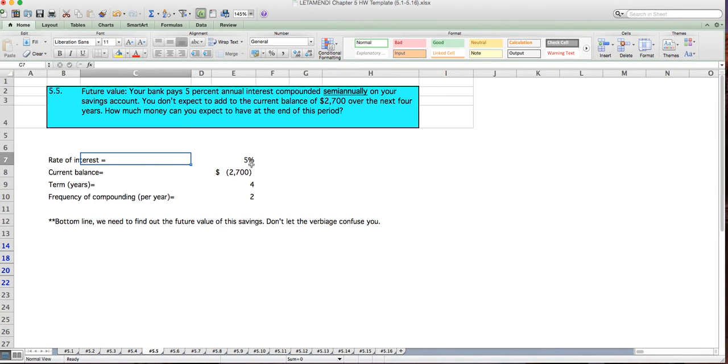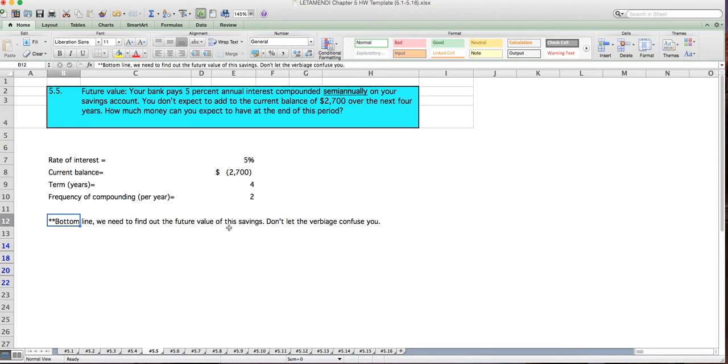We know that the rate of interest is 5%. We know that the current balance that you owe is 2,700. Owe is a keyword, okay? Owe means money out. Term is for 4 years, and the frequency of the compounding per year is 2. Why 2? Because it's semi-annually. It's not going to tell you it's compounded twice per year. It's going to say semi-annually, and you just have to remember that semi-annually is 2. The bottom line is that we need to find out the future value of this savings. Don't let the verbiage confuse you.